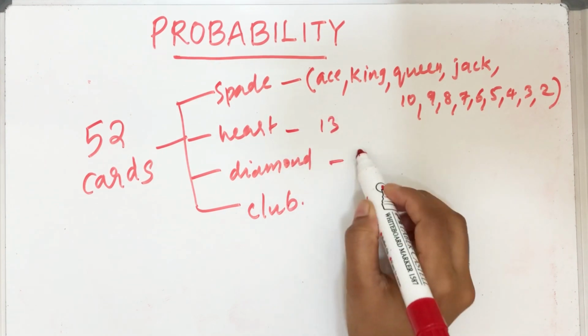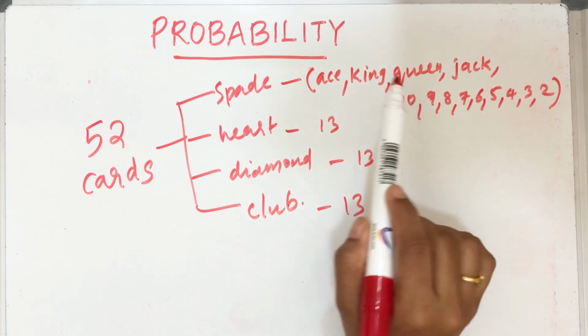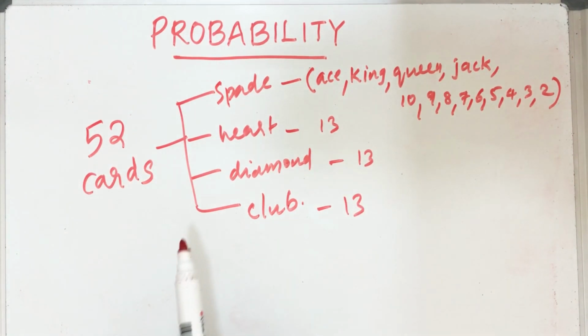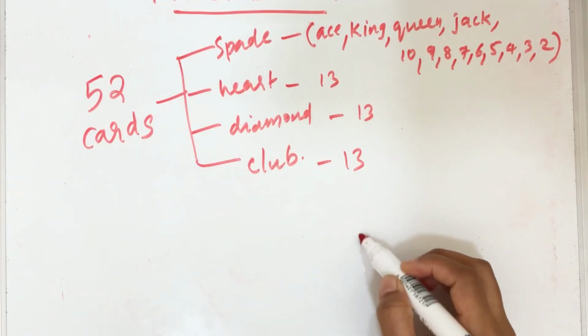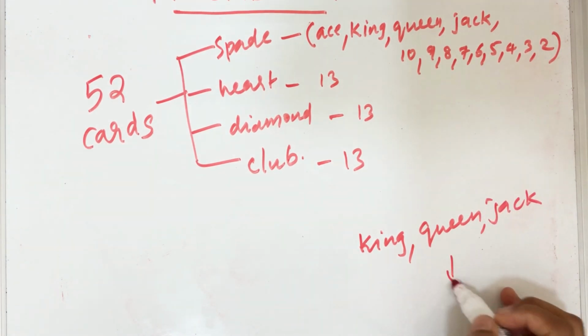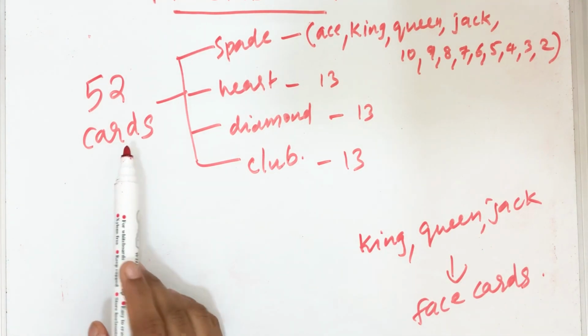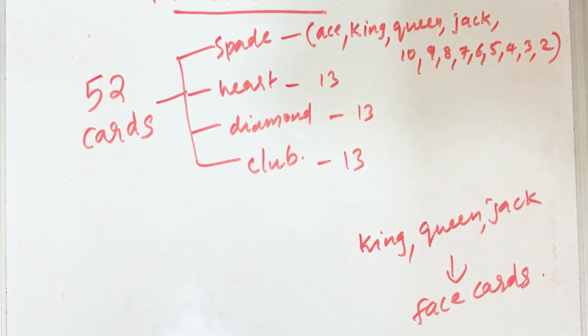Here also 13 cards, here also 13 cards, here also 13 cards. So total of 52 cards. 13 plus 13 is 26, 26 plus 26 is 52 cards. King, queen, jack are called face cards. So this is all about cards. There are 52 cards classified into 4 suits, and each suit consists of 13 cards.